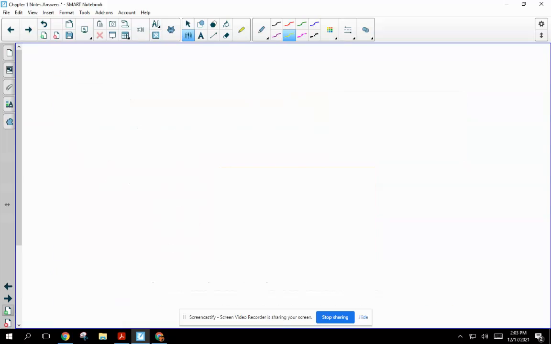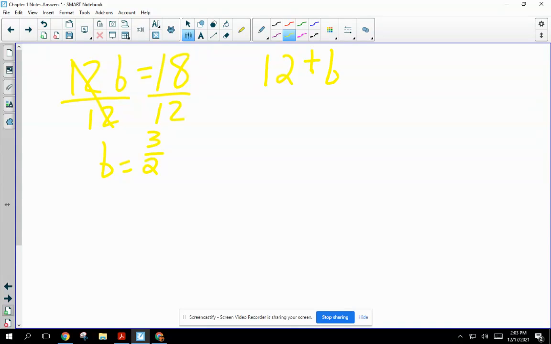So before we had 12b equals 18, right? And we solved that by dividing by 12 on each side. And you got b equals 3/2, right? Let's do another couple. Let's do 12 plus b equals 18. What's the opposite of plus? It's minus. So it's minus 12 from each side. You have b by itself now, which is the goal of the equation. And 18 minus 12 is 6.